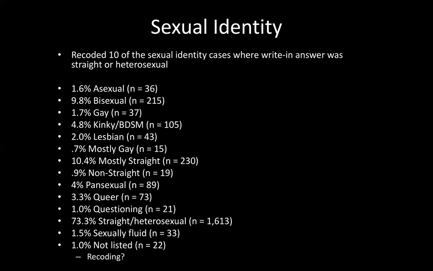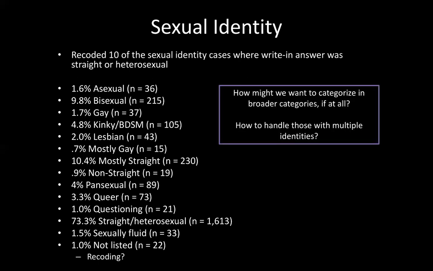And I'll show you some of those options in just a second. So we also might want to think about, if we are interested in crunching this variable at all, how we might want to handle people with multiple identities. From my recollection, and I'll pull it up in just a second, I don't think there were a ton of people who chose all of the options.